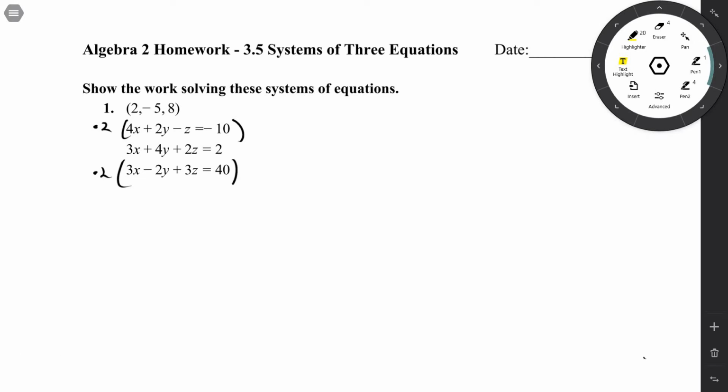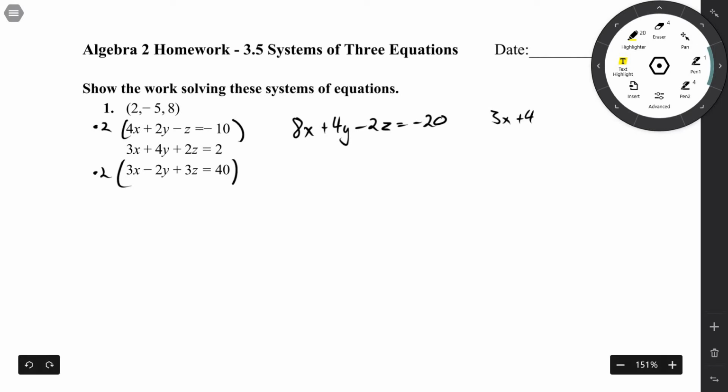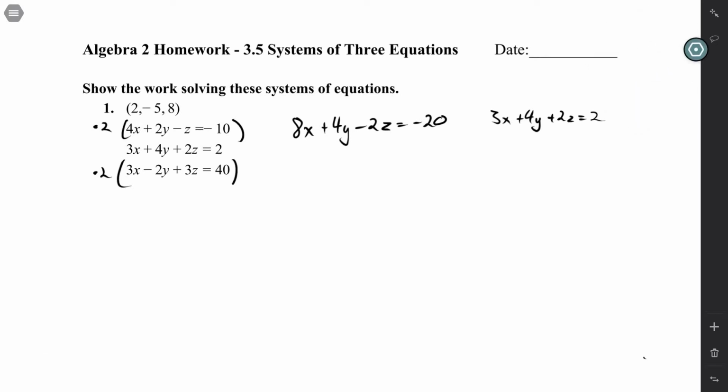So this top equation we'll get is 8x plus 4y minus 2z equals negative 20. And I'm going to write this other one here, the one that we're going to add to the other inverse, just down. You'll see why in just a second. I just like to keep all my work organized and do this the same way almost every single time. Equals 2. And now I'll multiply this bottom one, this inverse equation, by positive 2. So I get 6x minus 4y, so those should eliminate, plus 6z equals 80.